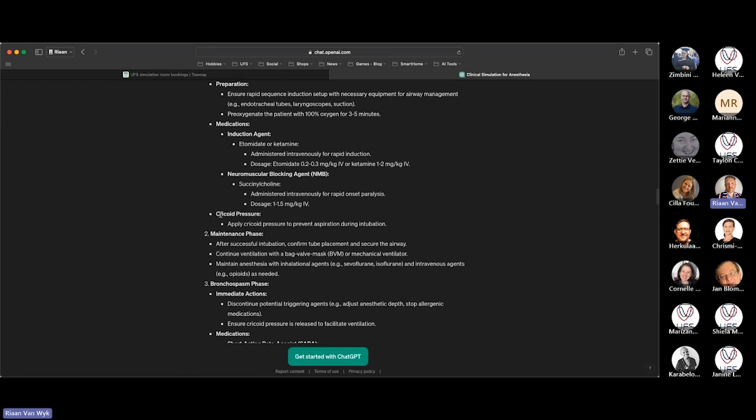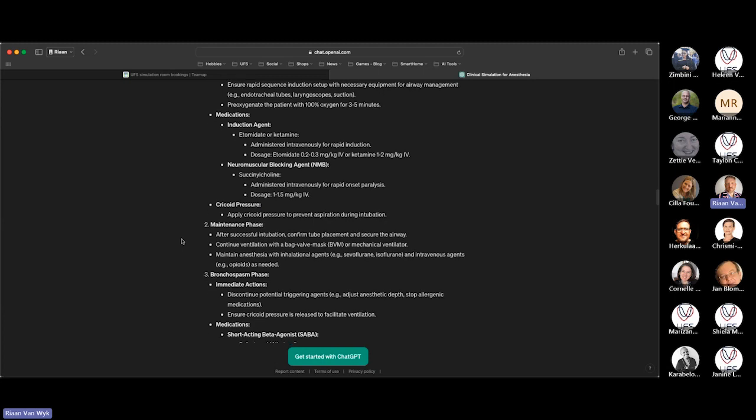And then they also added some things that we need to look out for. So, for example, cricoid pressure: one of the outcomes might be, was the intubation done correctly, and was cricoid pressure applied by one of the students? So immediately we're starting to get a checklist of what we need to look at, and not just general big outcomes.